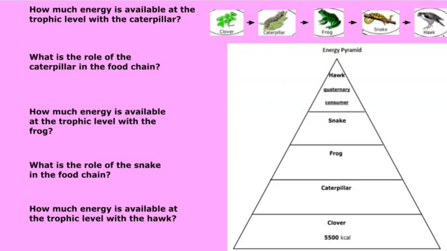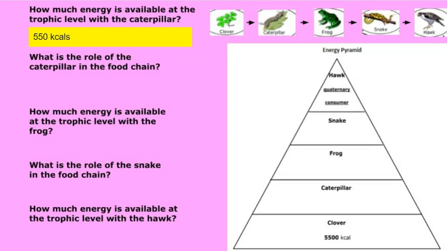All right, and then finally I had these questions for you with this energy pyramid and that food chain up there, which started with the clover, to the caterpillar, to the frog, to the snake, and then finally the hawk. How much energy is available at the trophic level with the caterpillar? That's the primary consumer. It's eating the clover. If only 10% of that 5,500 kilocalories goes to the caterpillar, then we're looking at 550 kilocalories of energy.